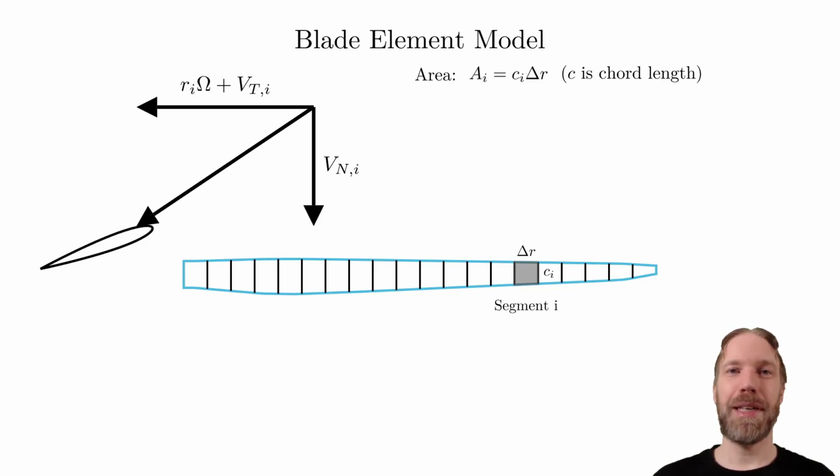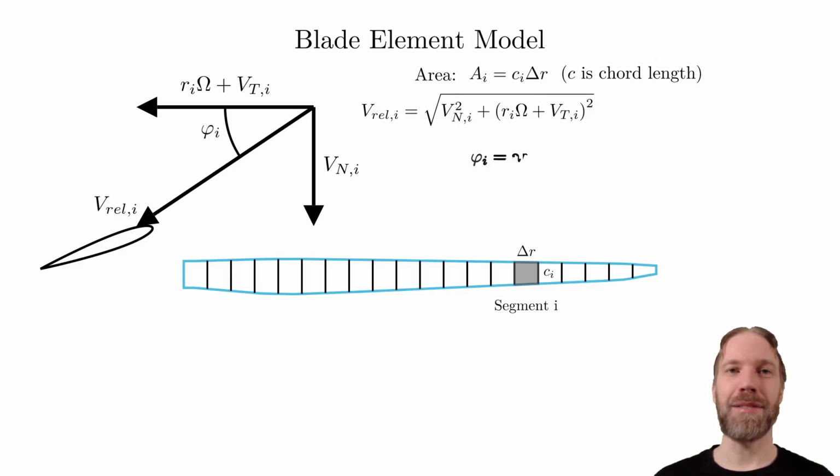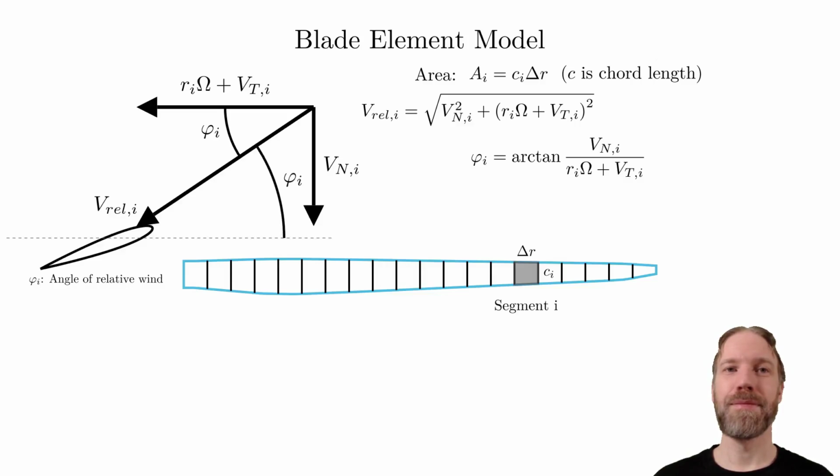The relative wind speed is calculated using the Pythagorean theorem as before. We add the angle of relative wind as before, which is calculated by arctangent. Note that this angle is also the angle of relative wind phi. A second way of calculating the relative wind is from the normal velocity and sine phi.